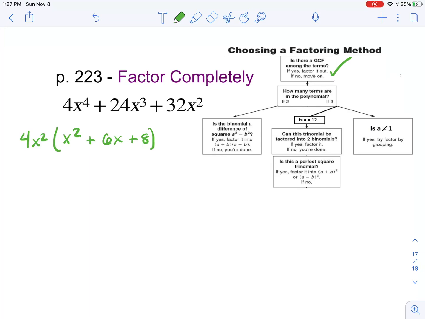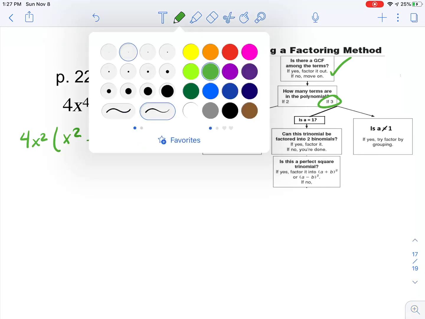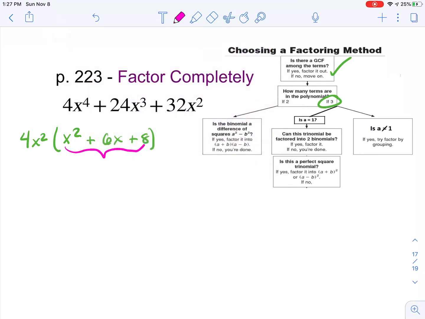Now we go to our second question. How many terms are there in the polynomial? We see that there are 3. So then we have to make a decision. Is a equal to 1? When we do this, remember, we are just focusing on the inside of our parentheses. Once the GCF is out, it literally just follows us through the question. So the question is, is this coefficient equal to 1? And yes, it is. So we're going to go down this road.